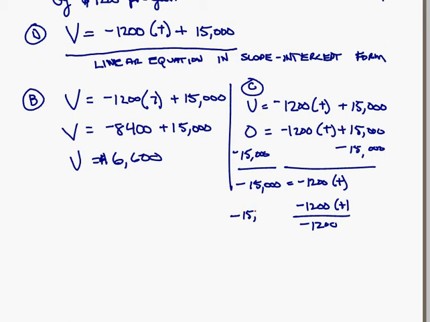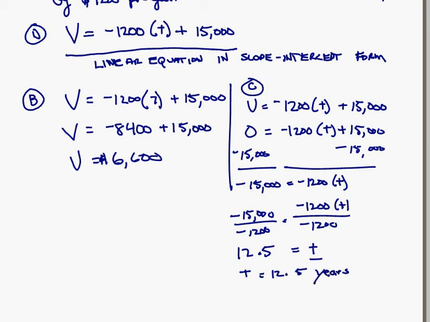The right side turns to just t, since 1 times t is t, so my time, and negative 15,000 divided by negative 1,200 is a positive 12.5. So the amount of time is going to be 12.5 years. So that was C. We already did D.